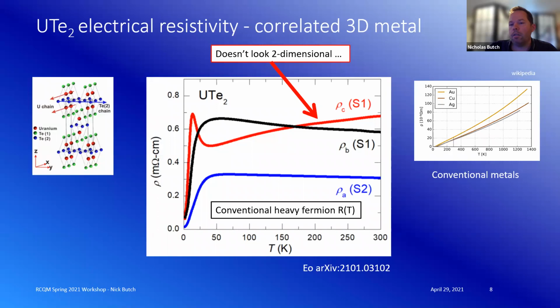This fact, along with the natural behavior of the samples, led us to take a very long time to determine this. So it doesn't look two-dimensional. Also, if you look at the temperature dependence above about 50 Kelvin, the slope is negative for rho B and rho A. This is your stereotypical heavy fermion behavior, and it's very different from just a simple metal.